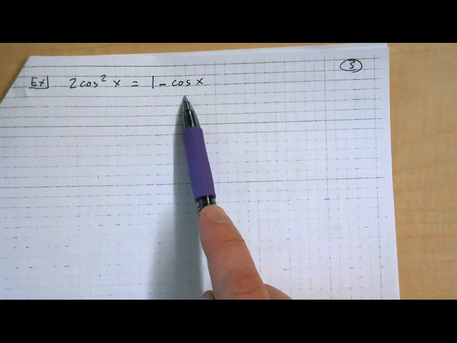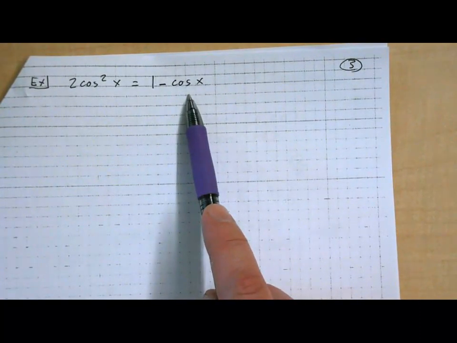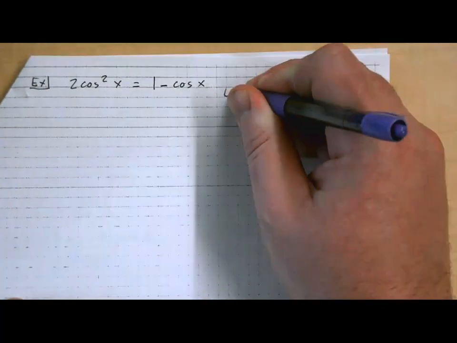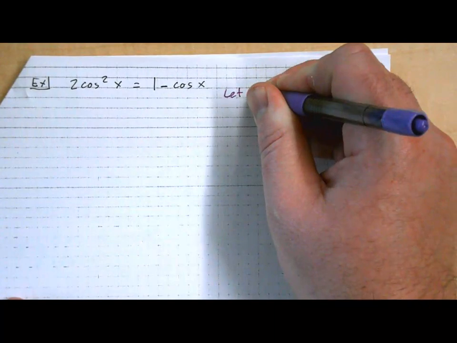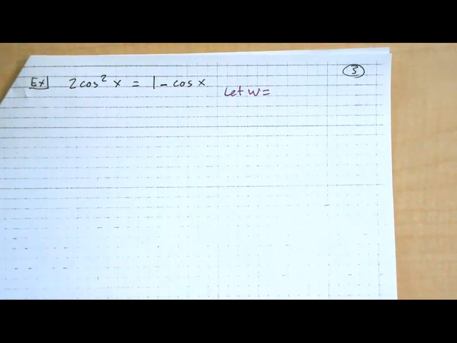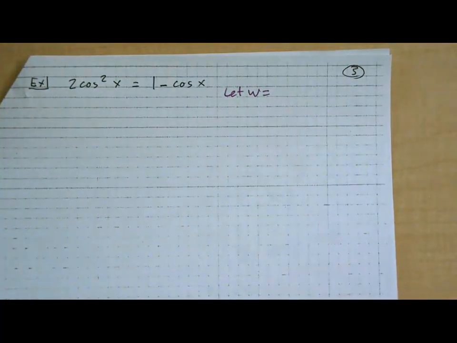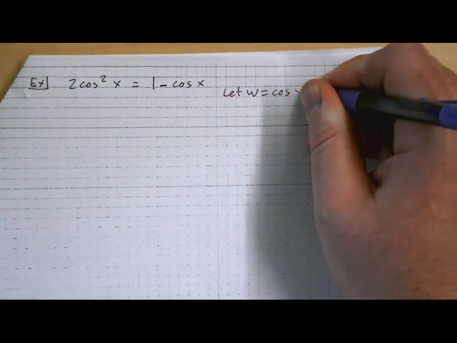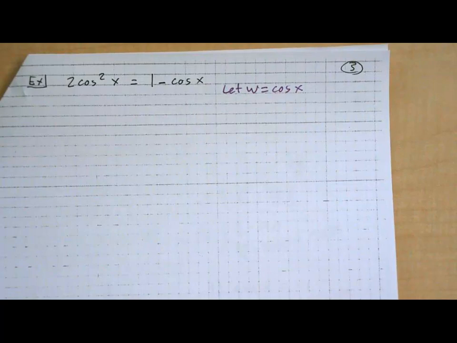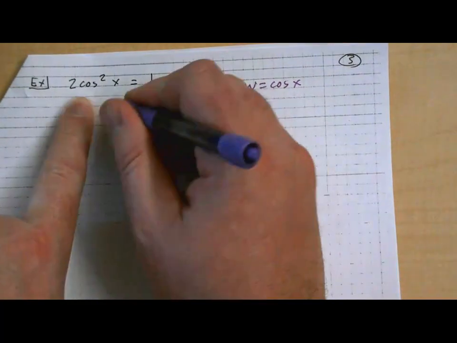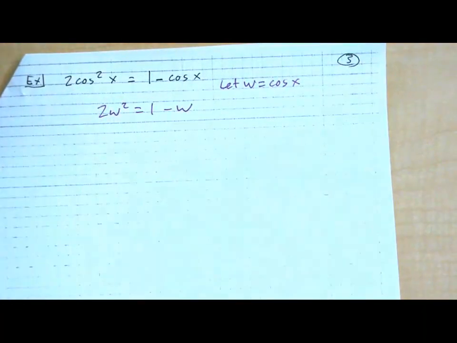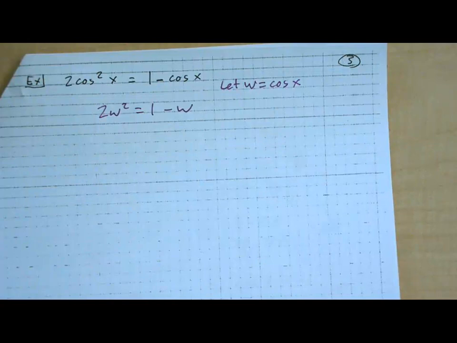Now, some people don't like solving quadratic equations that have all that fancy stuff in it, but we've got a nice psychological tool for this. Do you remember W? Let W equal, what's the fancy thing we'd like to get rid of in this equation? Cosine x. So let's let W equal cosine x, and then we don't have to deal with all that messy stuff. If we let W equal cosine x, this is just 2W squared equals 1 minus W, and we should feel pretty confident solving an equation like that.